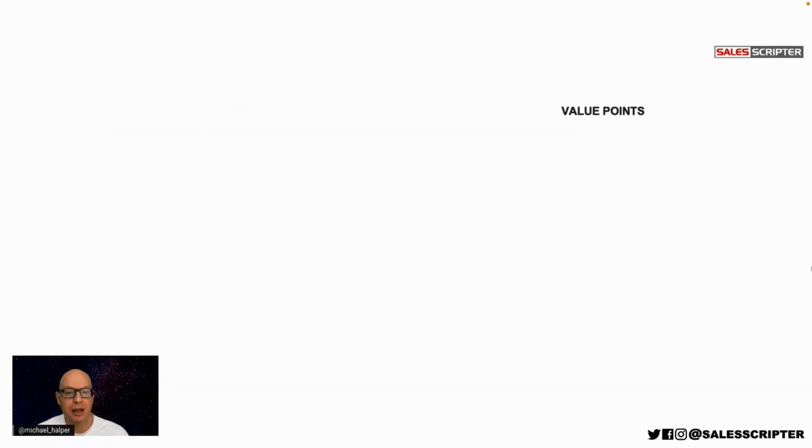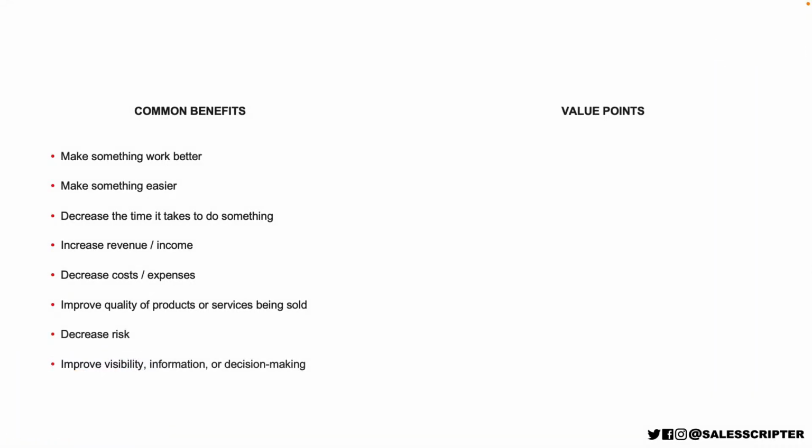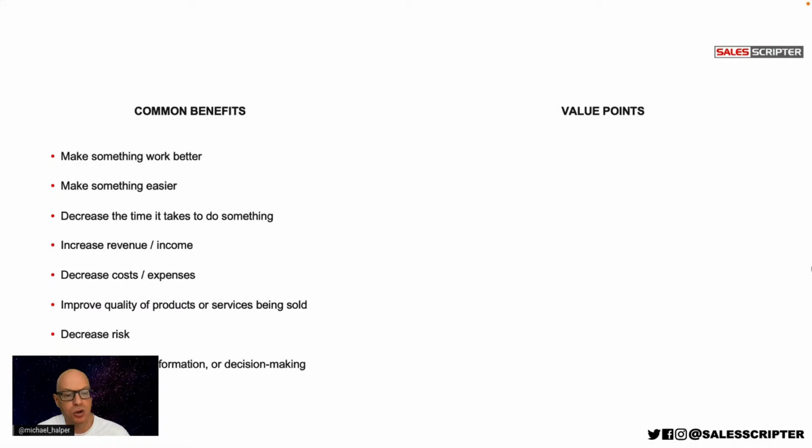Now let's get back to the demonstration here and let's create value points for selling web design services to small businesses. And you can use this as a guide and to help you get ideas for creating your own sales message. One tip here is we can start with those common benefits. I mentioned there's a few main ways that just about every product or service helps. So do you help to make something work better? Do you help to make something easier? Decrease time, increase revenue, decrease costs, improve quality, decrease risk, improve visibility. So those are some common ways.